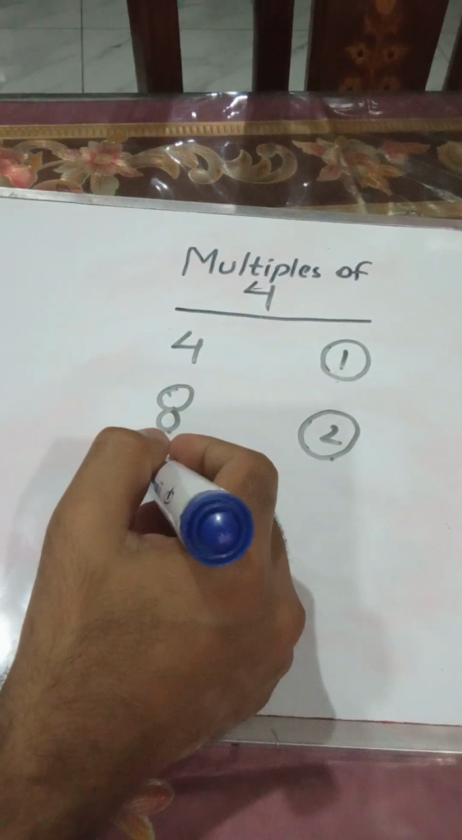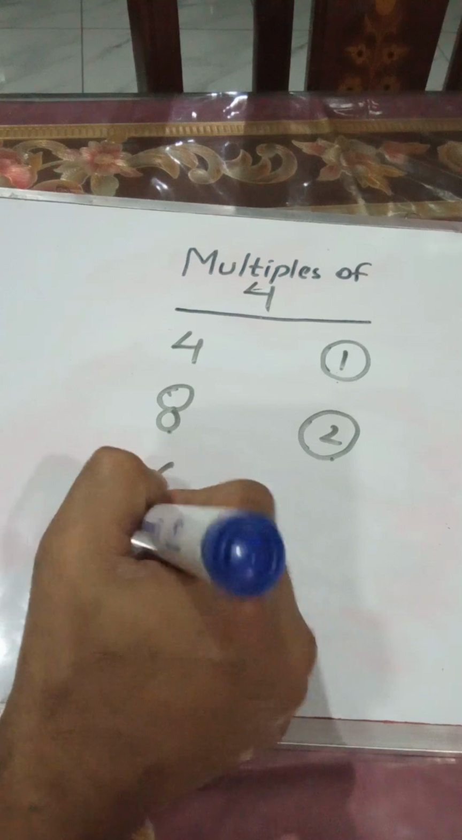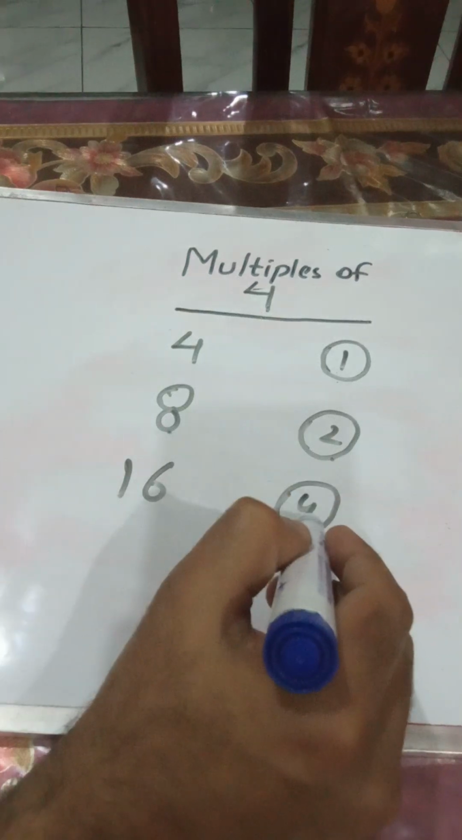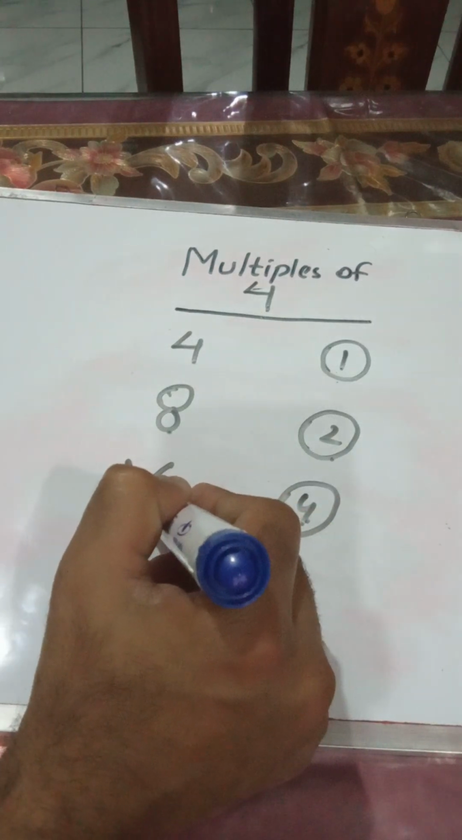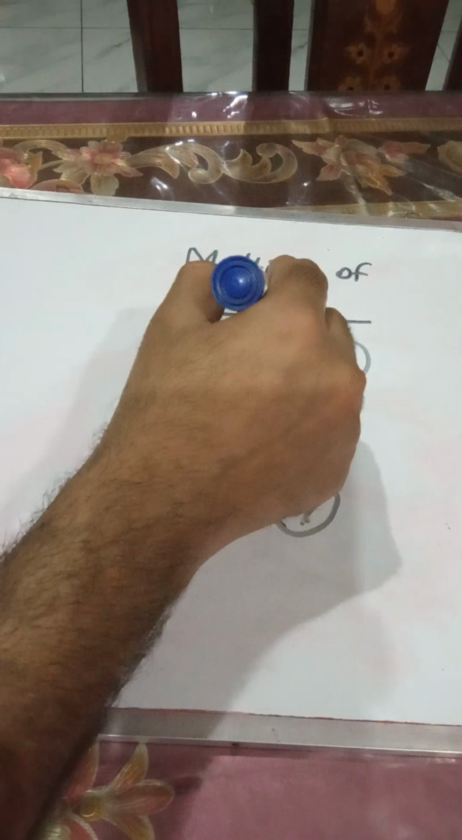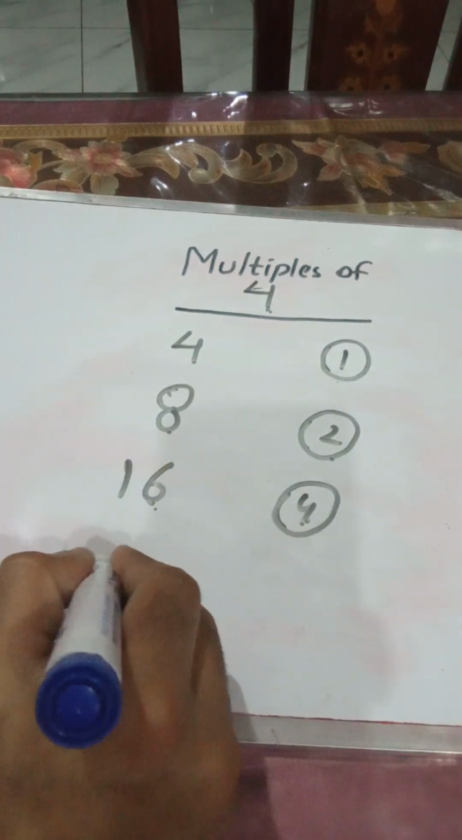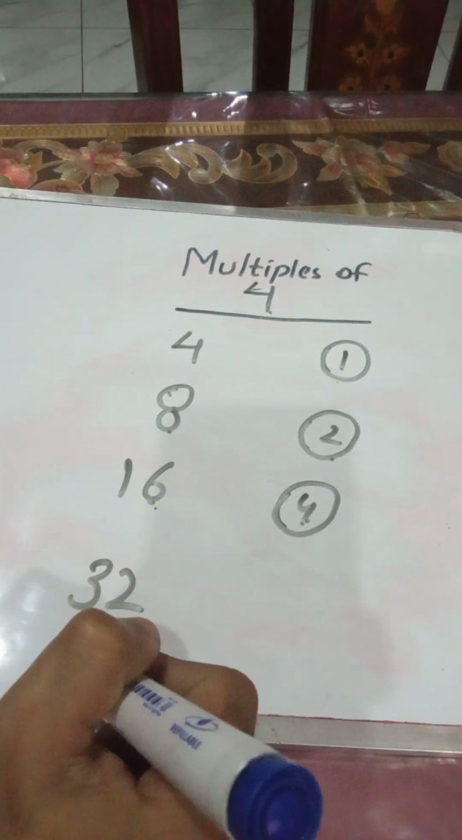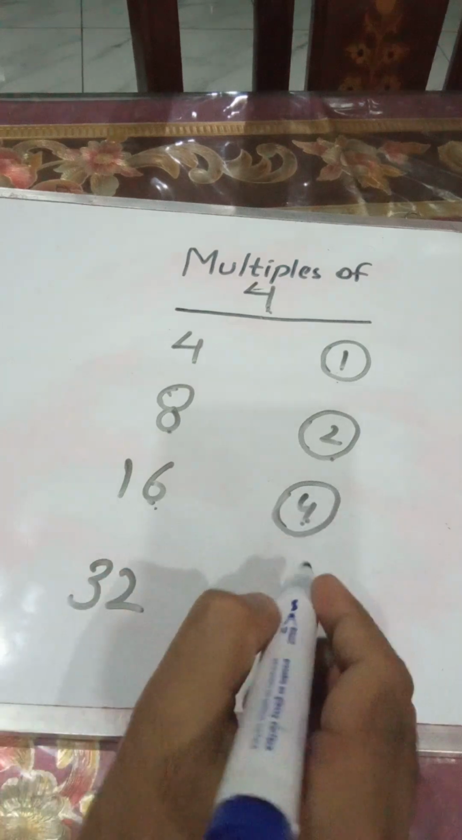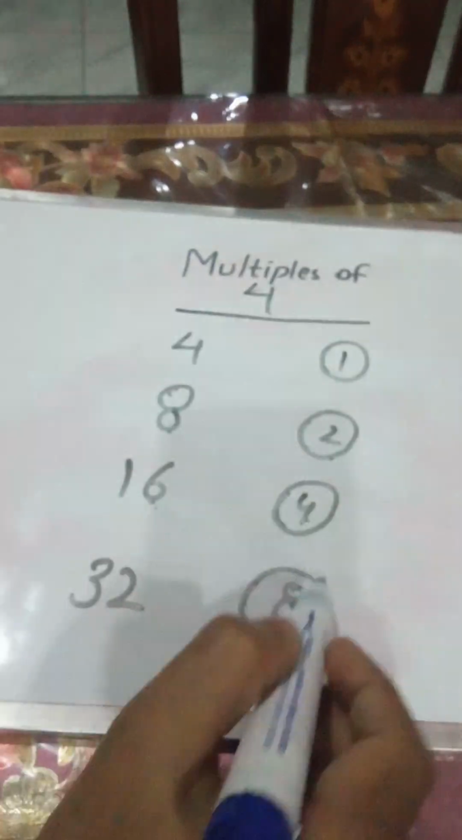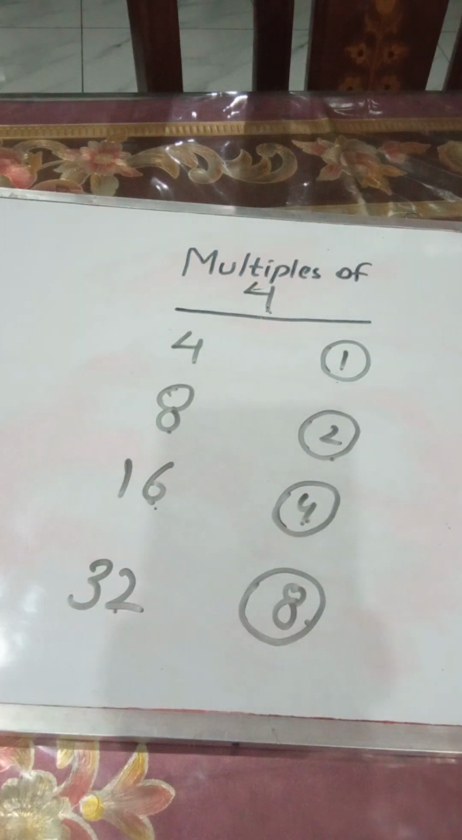Now, what is the double of 8? That is 16. And what is the double of 2? That is 4. So it means 4 4 times is equal to 16. What does it mean? It means that if we multiply 4 by 4, we will get 16. Now what is the double of 16? That is 32. And what is the double of 4? That is 8. So it means 4 8 times is equal to 32.